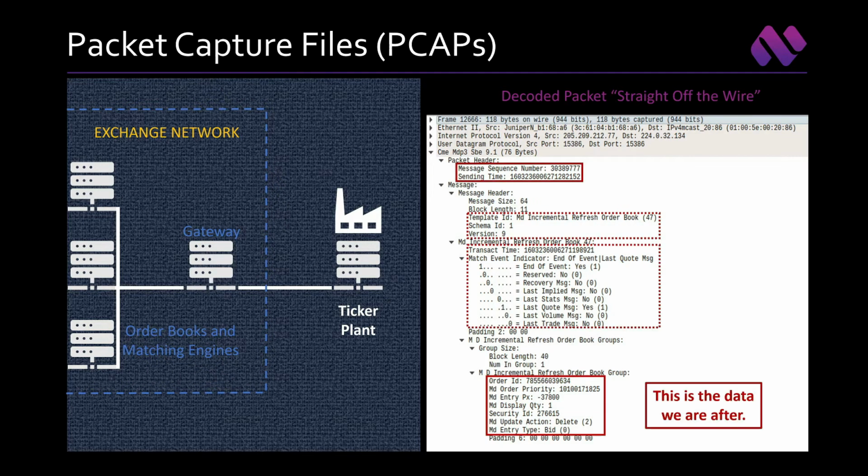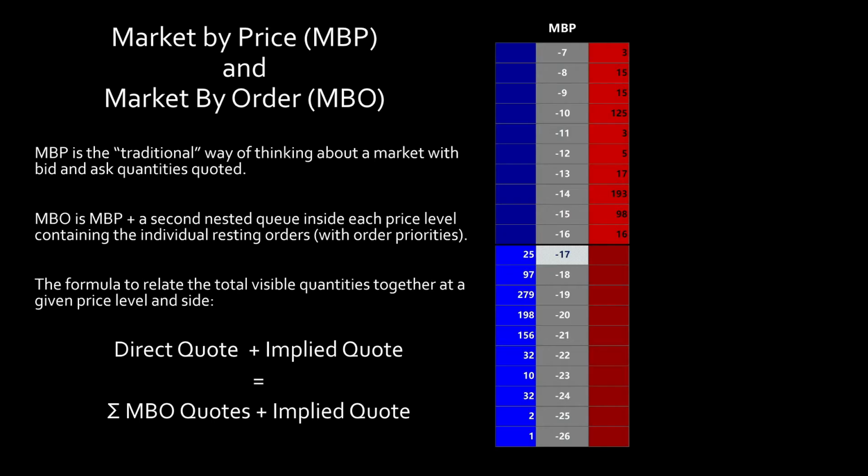This is the decoded payload of a single network packet emitted by an exchange gateway. This is an illustration of a typical market by price order ladder. This is the traditional way of looking at the visible depth of market available on a given order book and is common to many ISV trading platforms.